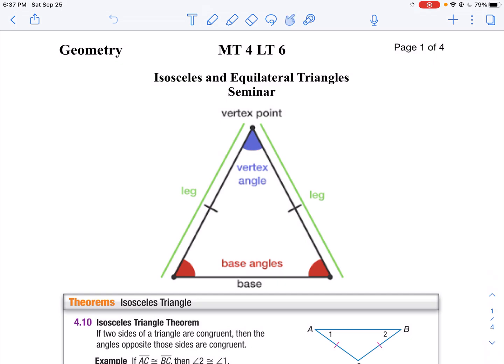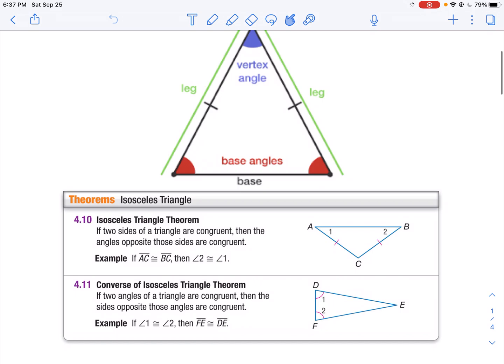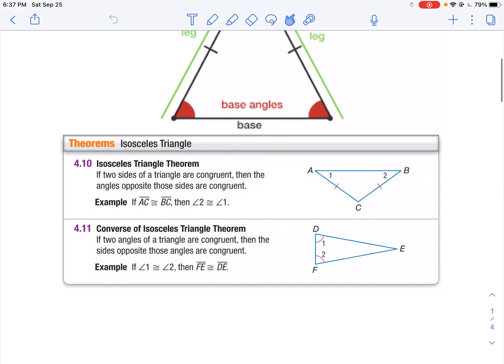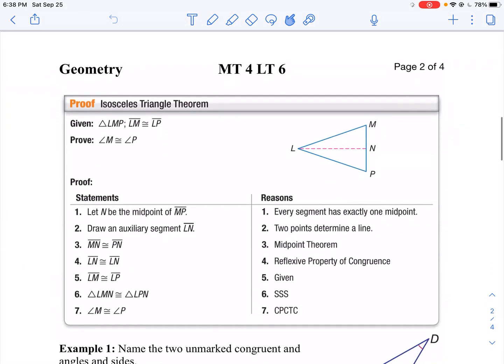And that's what the first theorem relates to. It says, if you have an isosceles triangle, in other words, if two sides are congruent, then we know the base angles are congruent. The angles opposite those sides are congruent. The converse of the isosceles triangle theorem says just the opposite. It says, if you have two equal angles, then you know the triangle is isosceles, so it has two equal legs. We can show that proof right here.